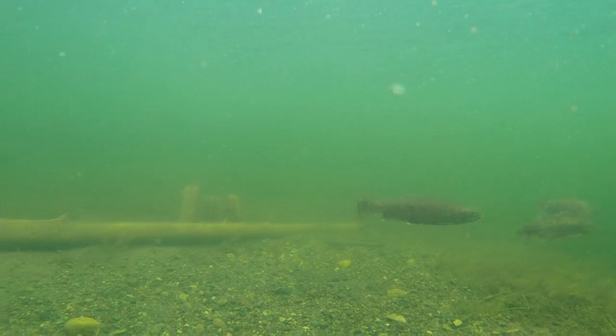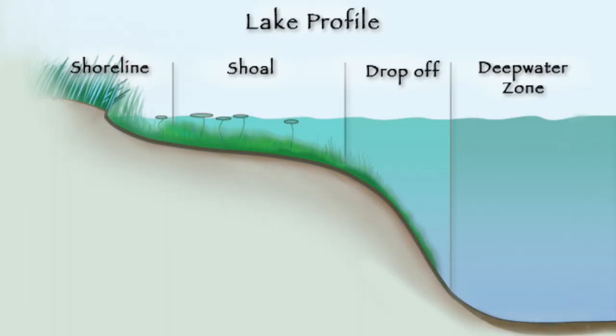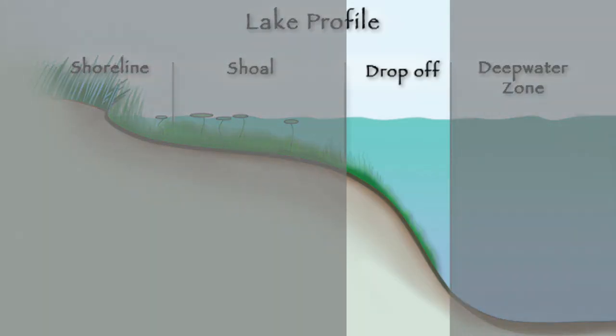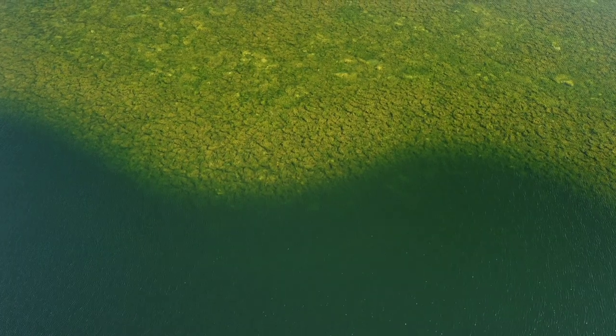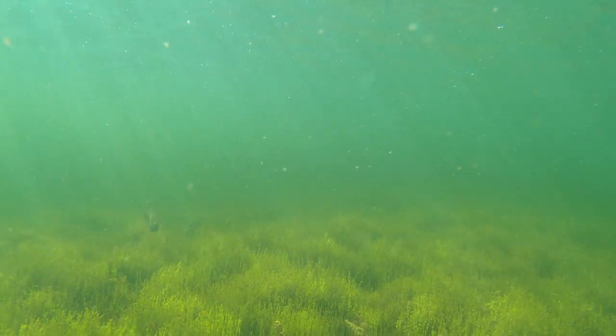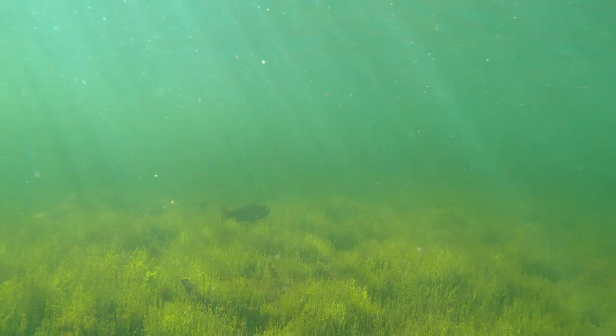Then we have the drop-off area, where the lake transitions from the shallow shoal area into the deep water area. Trout love to cruise along the edges of drop-offs because they can make a quick foray onto the shoal for a bite to eat, and if something startles them or they feel unsettled, the security of deep water is nearby.